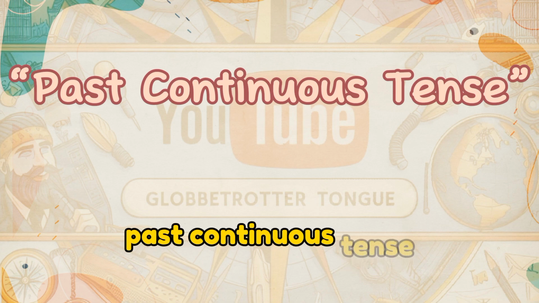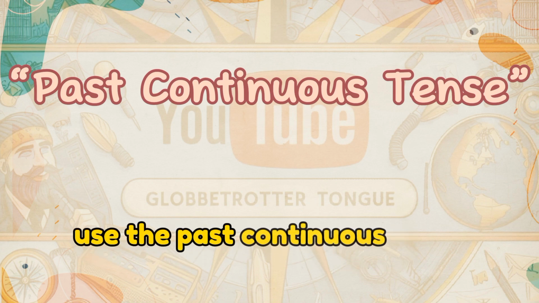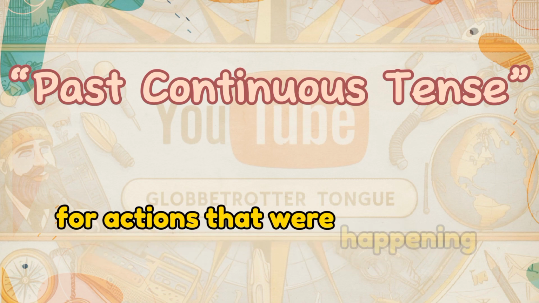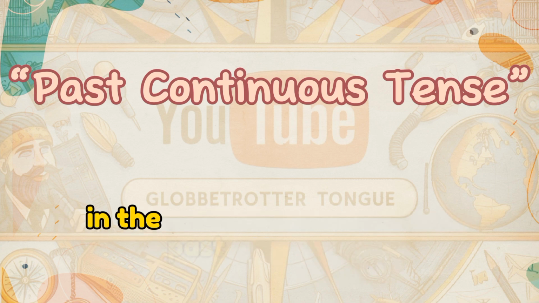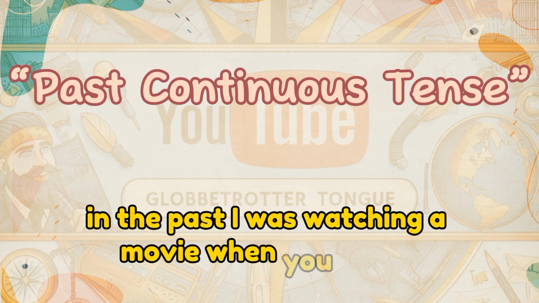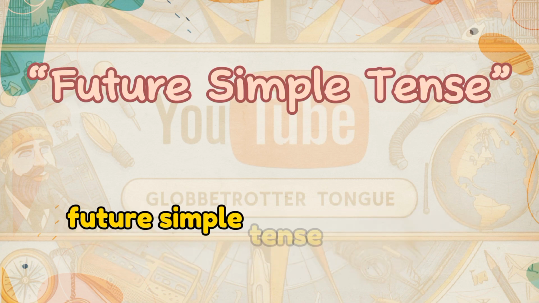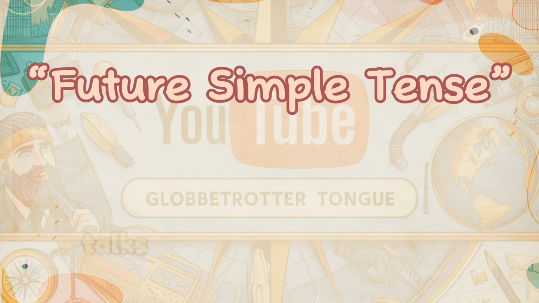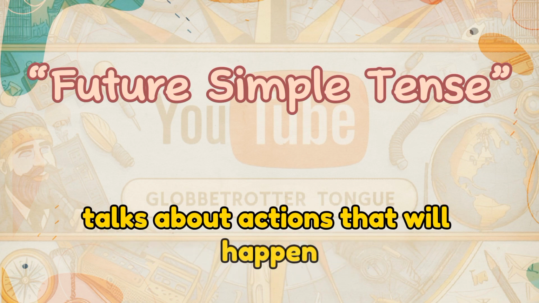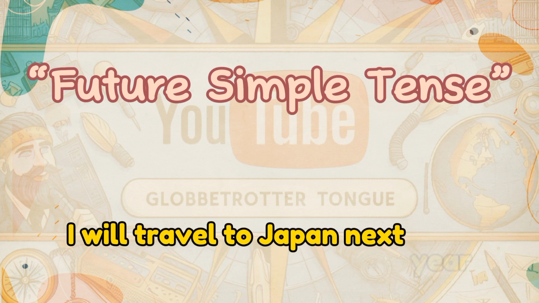Past continuous tense. Use the past continuous tense for actions that were happening at a specific moment in the past. I was watching a movie when you called. Future simple tense. The future simple tense talks about actions that will happen. I will travel to Japan next year.